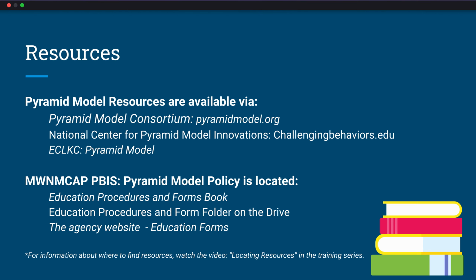All of the resources that we talk about today are available to you. Resources for the pyramid model are available through the Pyramid Model Consortium at pyramidmodel.org, through the National Center for Pyramid Model Innovations at challengingbehaviors.edu, and on ECLIC by searching Pyramid Model.